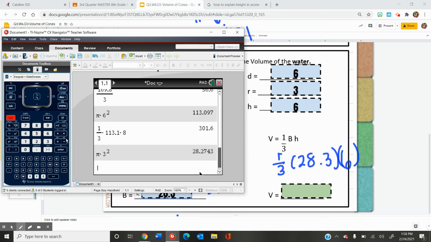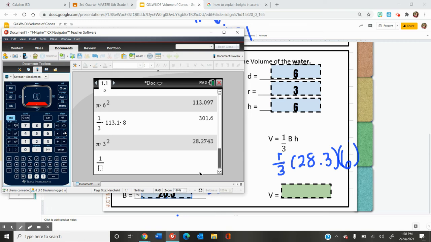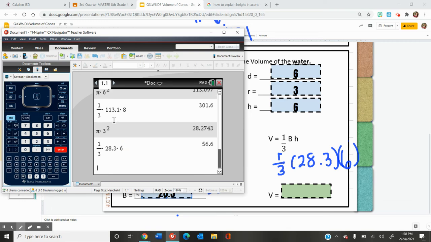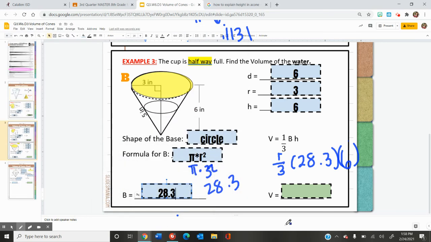So I'm going to press Control Divide. I'm going to put 1 on top, 3 on the bottom. Then I'm multiplying this by 28.3 times 6. So here I get 56.6. But that's not my final step.